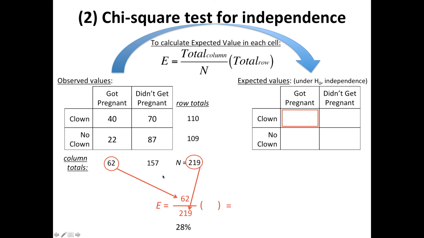But okay, so now we take the total number of women who had a clown try to entertain them and pop that into here. And that's our expected value for what we should expect if the clown and pregnancy variables are not related to each other. This is what we would expect, is 31.14.